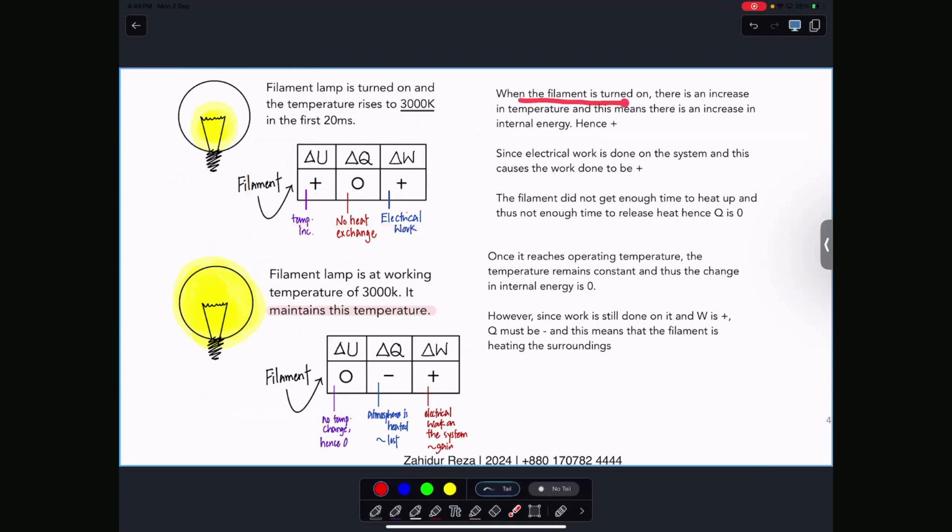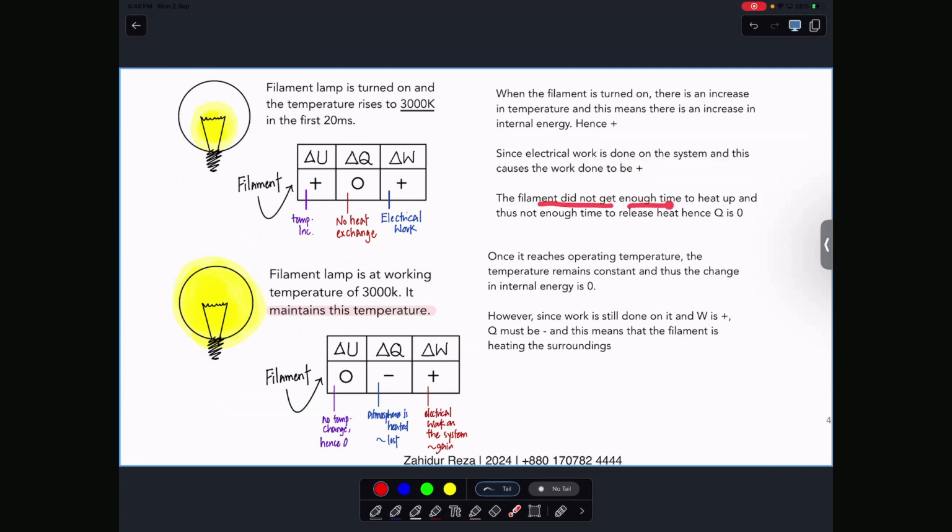When the filament is turned on, there's an increase in temperature, and this means that there's an increase in internal energy. So plus. How do you know it's an increase in temperature? You can see it went from room temperature to 3000, right? So that's why this is plus. Since electrical work is done on the system, the work done is positive, because electricity is bringing in the energy, not taking it away. Also, it's a good thing to remember: electrical energy can only do positive work. There's no way of negative work with electricity.